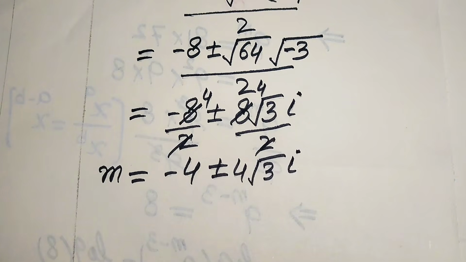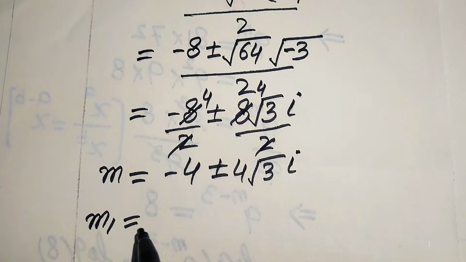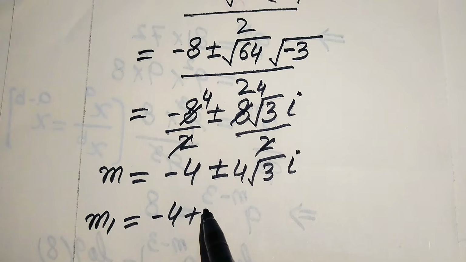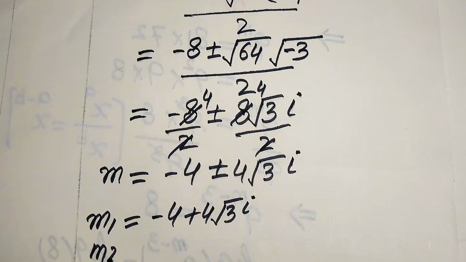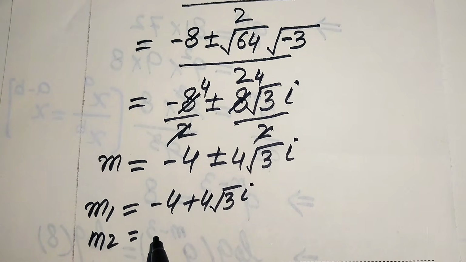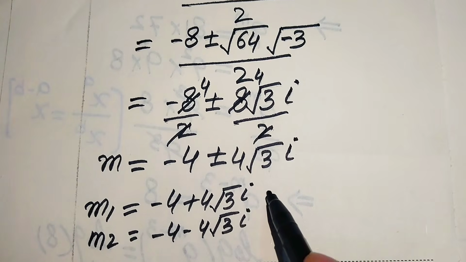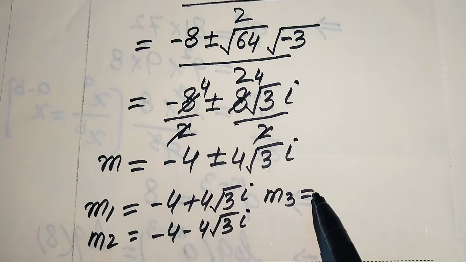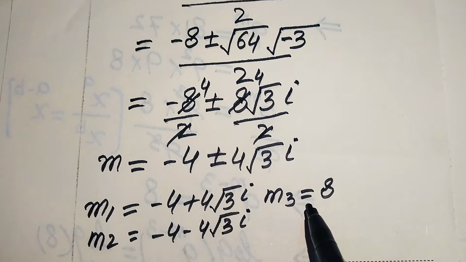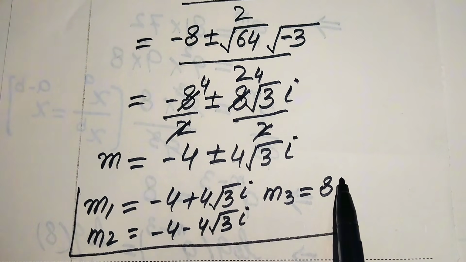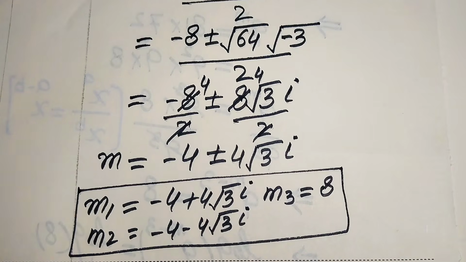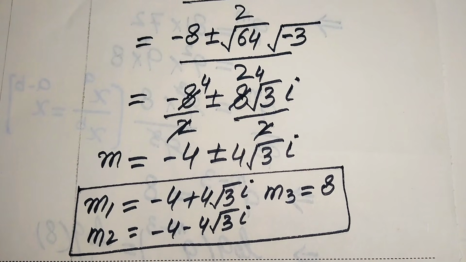So finally there are three roots of the given equation, in which the first two roots are complex roots. So m1 equals minus 4 plus 4 times square root of 3 iota. The second root m2 equals minus 4 minus 4 times square root of 3 iota, and the third root m3 equals 8. This is the one real root of the given equation. So finally, these are the three roots of the given equation, and this is our final answer to this question.